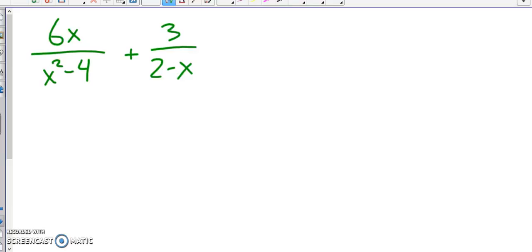Now, in order to get a common denominator here, I'm going to see if these two have a common factor. So I'm going to factor the denominator in the first fraction. x squared minus 4, that's x minus 2 and x plus 2.